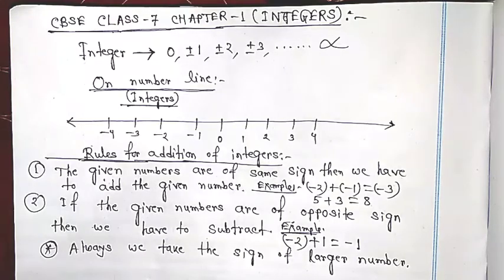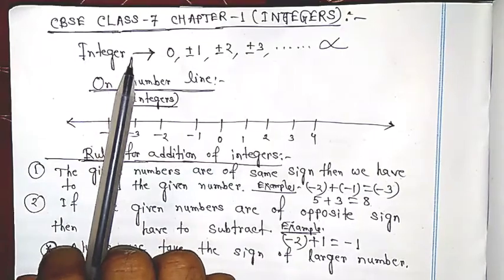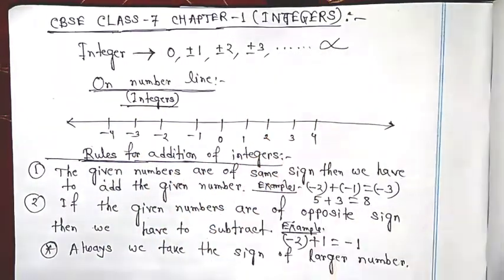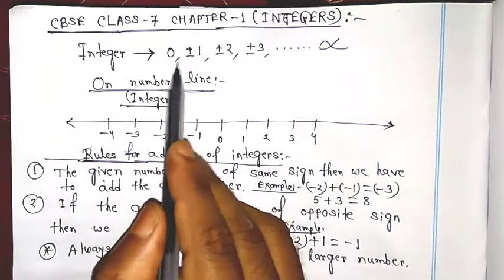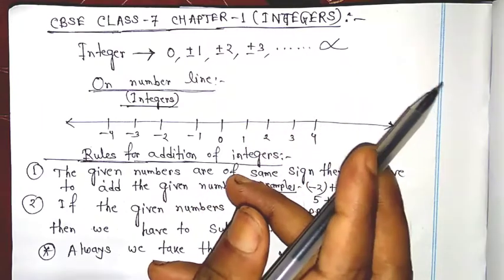And today we are going to discuss CBSE class 7 maths chapter 1. The chapter name is integers. So first we have to know which numbers are integers. Integers are 0, plus minus 1, plus minus 2, plus minus 3, and so on.